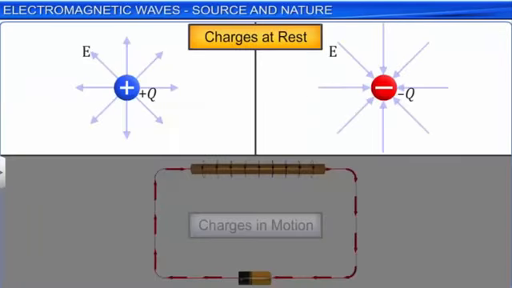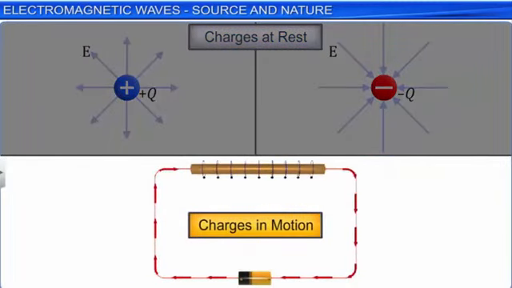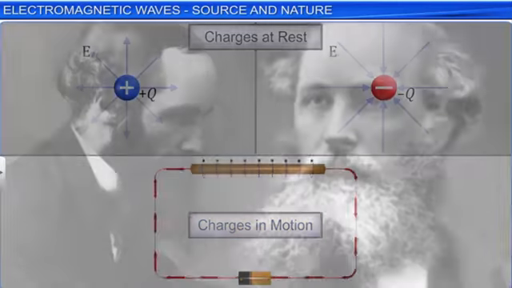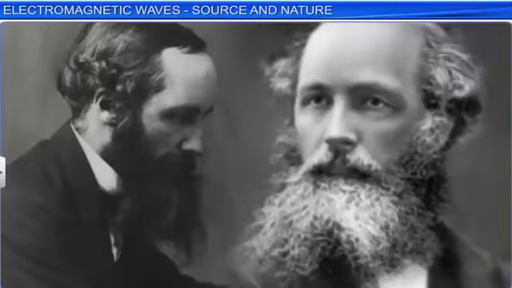In earlier lessons, we have learned that charges at rest produce an electrostatic field, and charges in a steady current carrying conductor produce a constant magnetic field around it. But Maxwell explained that accelerating charges produce both an electric field and a magnetic field that varies with respect to time.